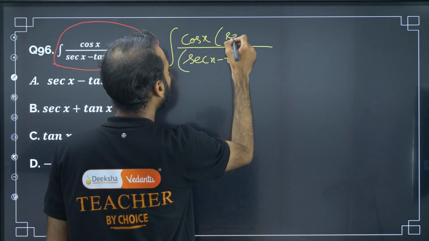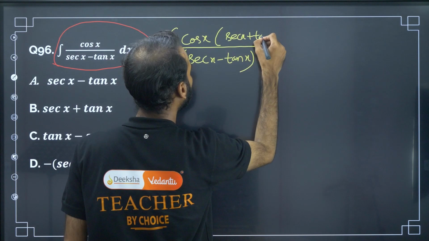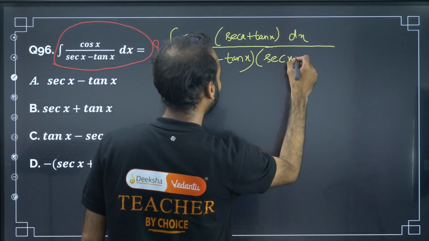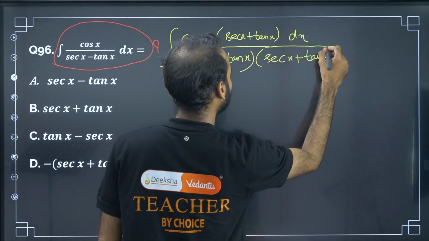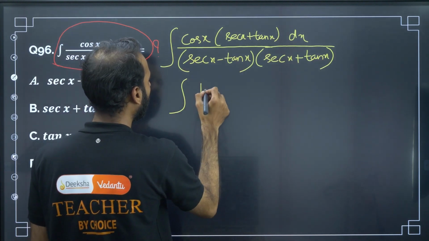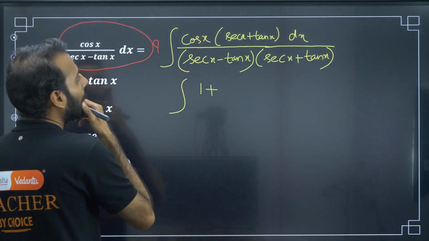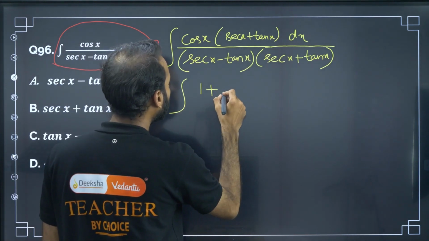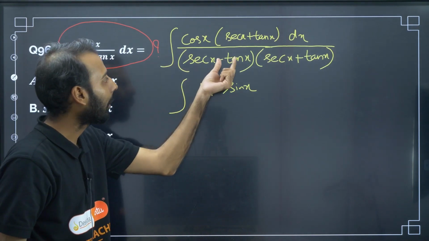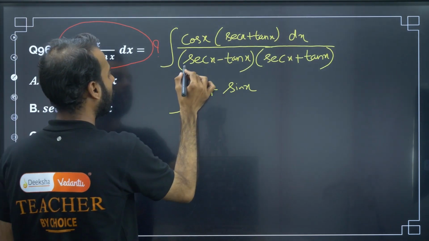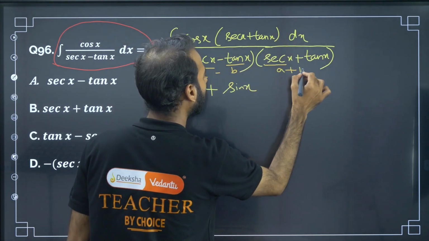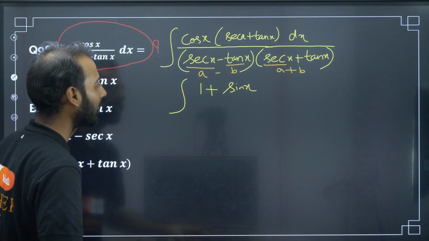Let me multiply by (sec x plus tan x). So this is the integration of cos x into sec x, which is 1, plus cos x into tan x, which is sin x. What about this denominator? This is a minus b, this looks like (a minus b)(a plus b). So a minus b times a plus b is a² minus b².